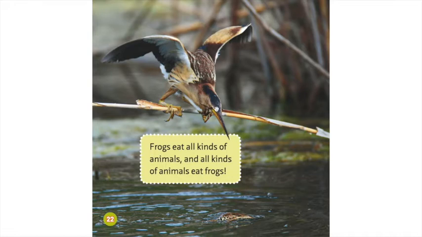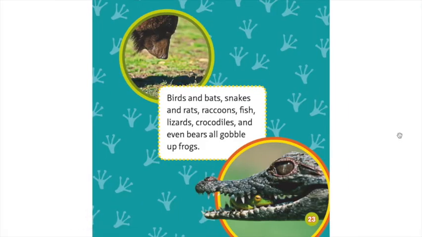It looks like this bird is about to try and eat the frog down here. Birds and bats, snakes and rats, raccoons, fish, lizards, crocodiles, and even bears all gobble up frogs.